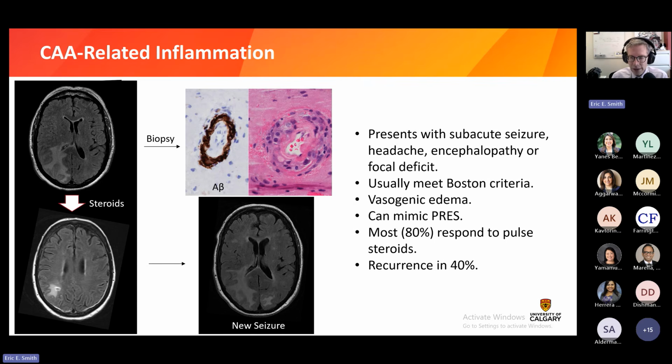Now, there's also this entity of CAA-related inflammation, where you see vasogenic edema, usually in a patient presenting with a seizure or cognitive decline or delirium, also sometimes with focal deficit. So here's an example from my practice. This person had a seizure, has vasogenic edema in the right parietal lobe, which you can see there's white matter hyperintensity on FLAIR that's going up to, but not involving, the cerebral cortex, and not shown here. It was bright on ADC, so there's no evidence of diffusion restriction here. So it's not cytotoxic edema, it's vasogenic edema.